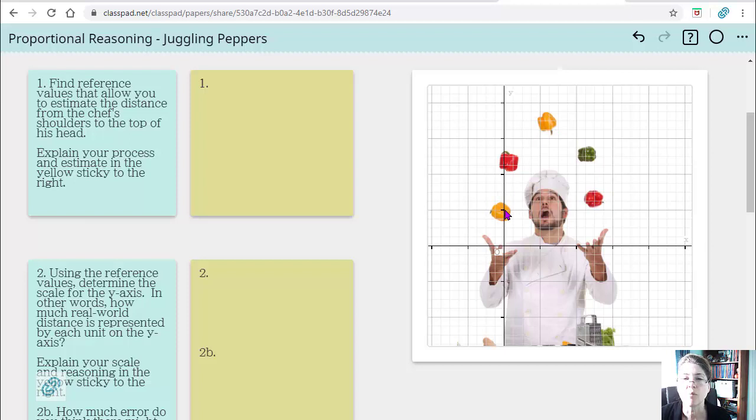So the first thing they have to do, and this is where the application, so it's proportional reasoning, but instead of giving them the scale, they have to create it themselves. So it's really kind of thinking about what does that mean.